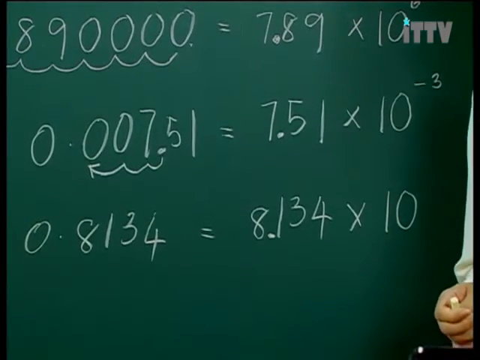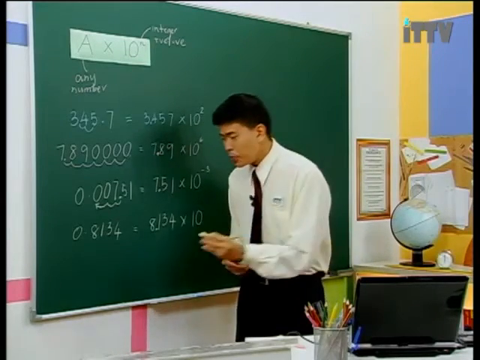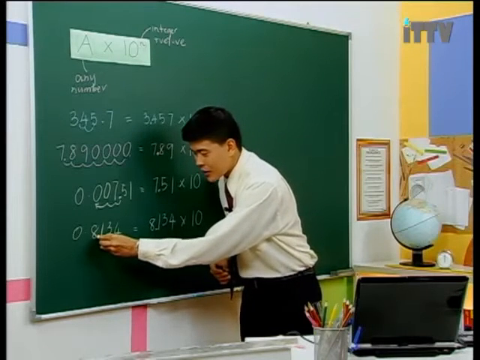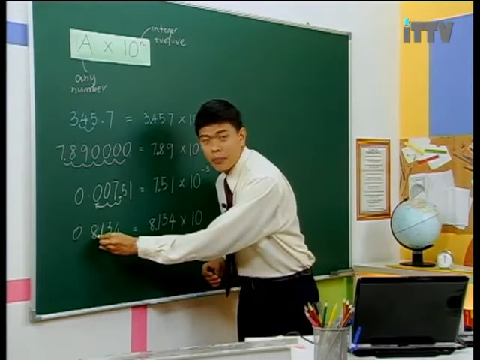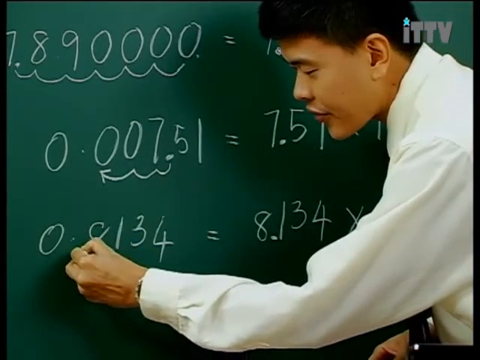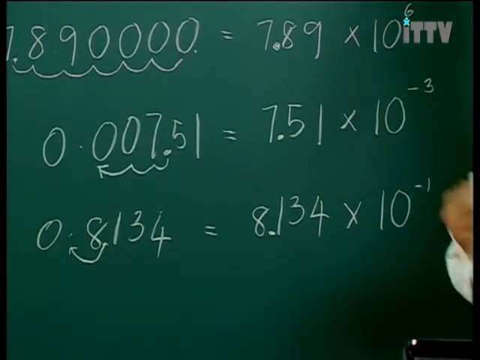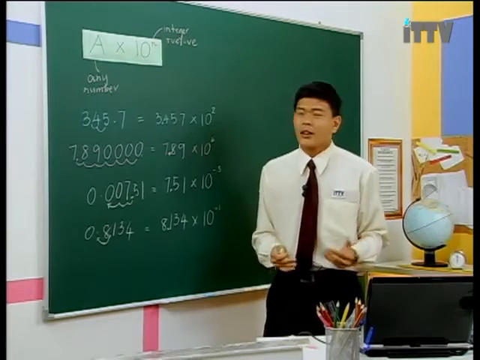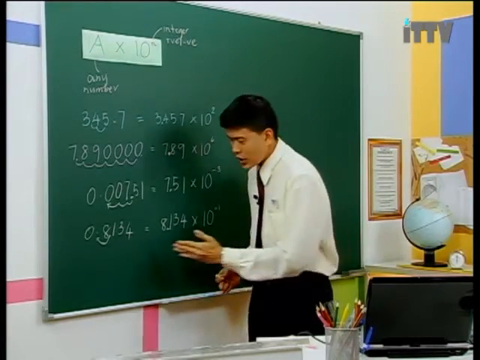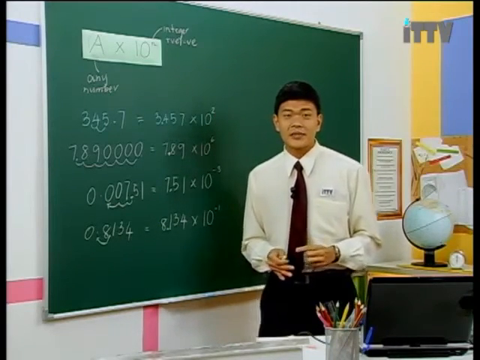And the power of the index is decided by moving the decimal point from its new place, which is between 8 and 1, to its original place, which is 1 to the left. So when you move 1 place to the left, it is negative 1. So actually moving the decimal points to the right will result in a positive integer, and moving the decimal points to the left will result in a negative integer.